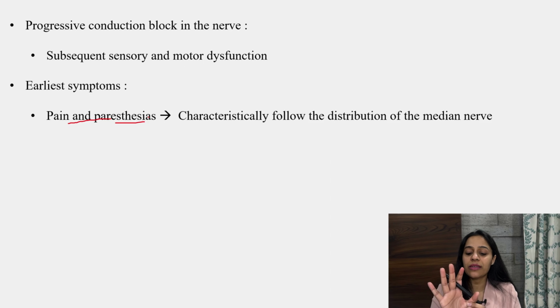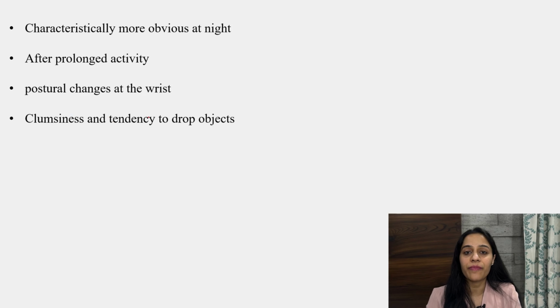The median nerve supplies our thumb, the index finger, middle finger and radial half of the ring finger. So in this part of the hand, there will be pain and paresthesia. This pain, paresthesia, numbness, tingling will be more obvious at night. It will be more after prolonged activities or postural changes in the wrist. The patient will have clumsy movements and a tendency to drop objects.